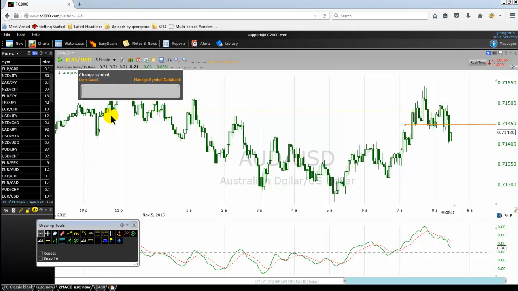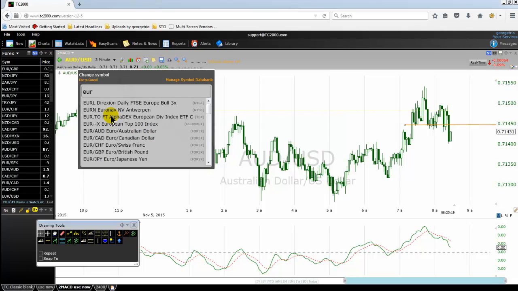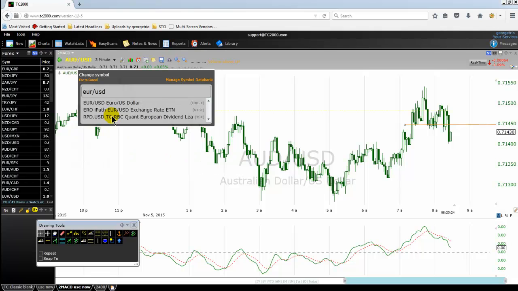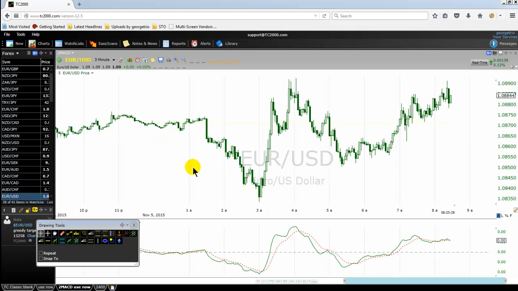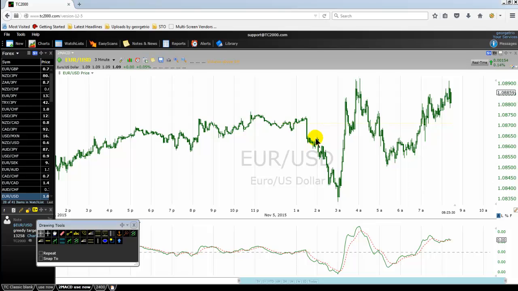Euro dollar. Hold on, please. I'm a bit in a hurry now. Euro dollar currency pair. I want to buy the euro dollar. I'm not interested to sell the euro dollar at this point in time. Okay, I'll buy it now. Hold on, please, my friend.